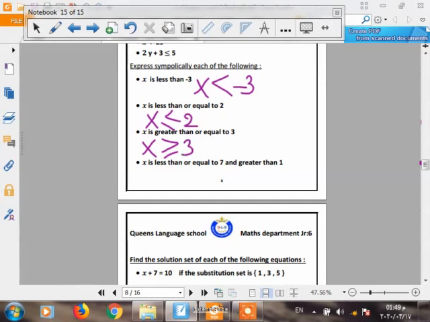Here, x is less than or equal to 7 and greater than 1. I have two expressions and I need to put them in one mathematical statement. I write x in the middle. Okay, x is less than or equal to 7. The sign will look at x more, so I write less than or equal to 7. And greater than 1. I need to write the sign looking at x. I write on the last one, what? 1.